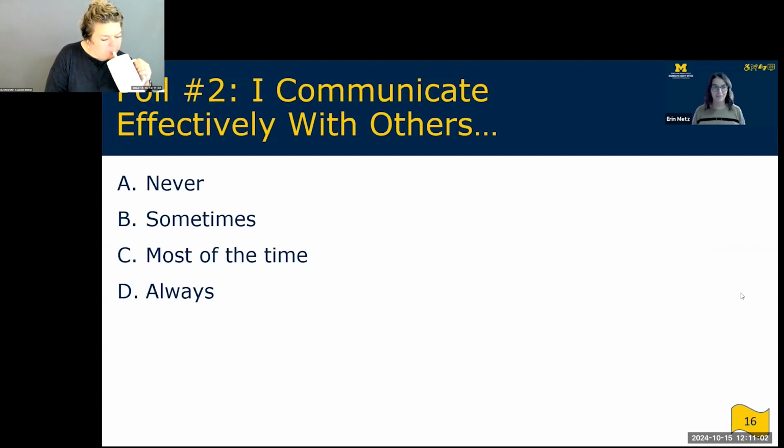Okay, I see a lot of answers coming in. Give you just another moment. Okay, it looks like we've got most of our responses. So it looks like very few of you say that you never communicate effectively or that you always communicate effectively. And the majority of you are in the sometimes or most of the time area.